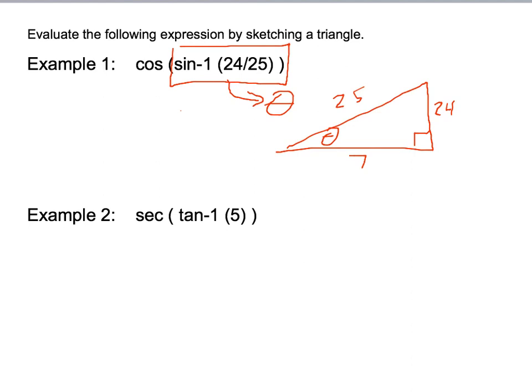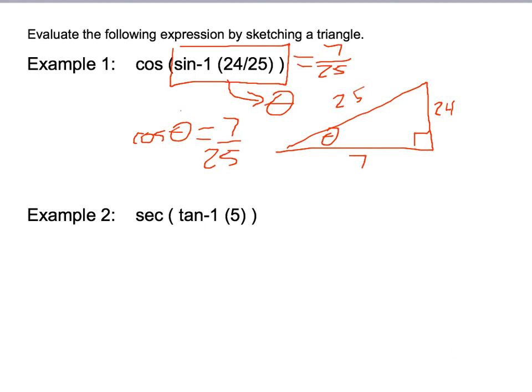And so the inverse sine function is going to help me find this angle. And then once I have that angle, I'm going to take the cosine of it. But I don't need to go and actually find the physical angle measure, because I can come to my triangle and just evaluate the cosine of theta using SOHCAHTOA. And so the cosine of theta is 7/25. And so the cosine of the inverse sine of 24/25 is 7/25.